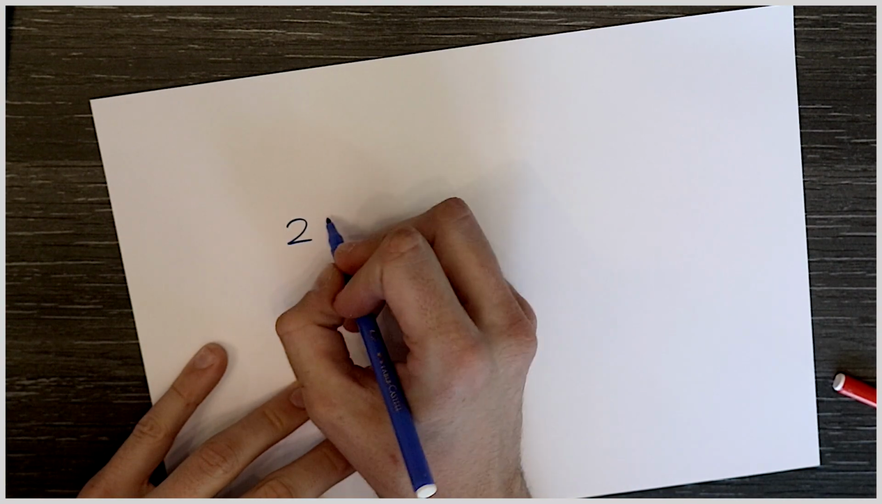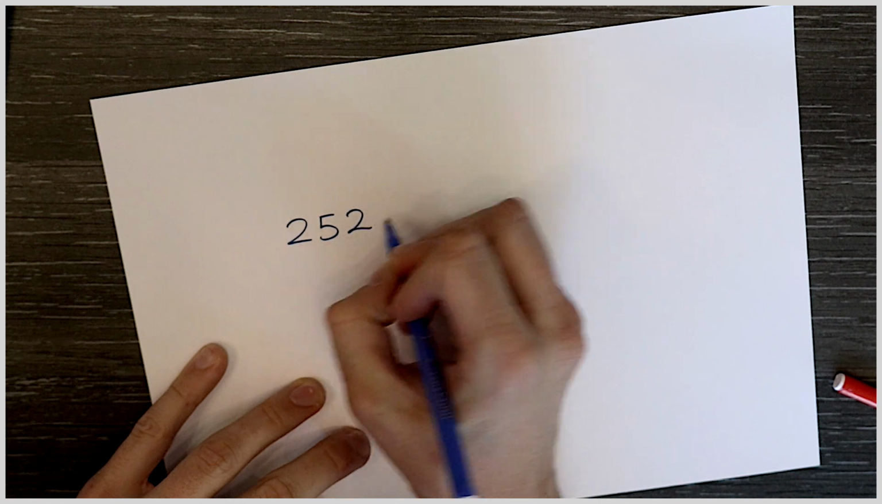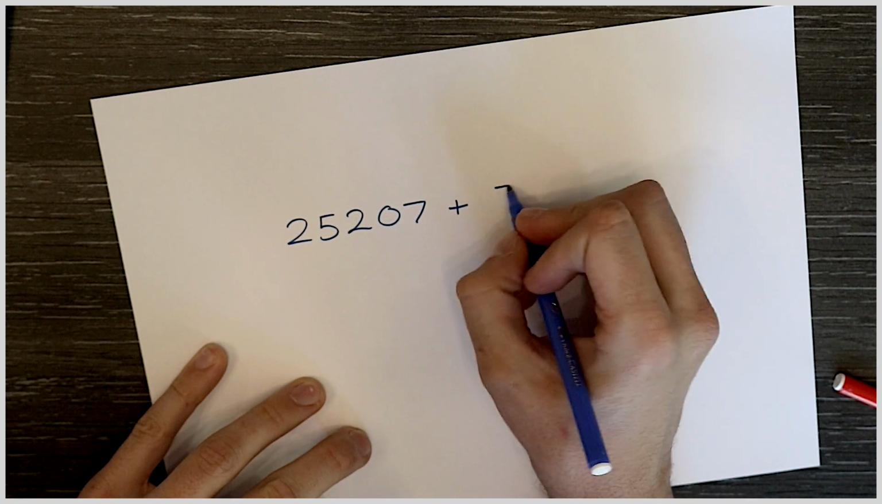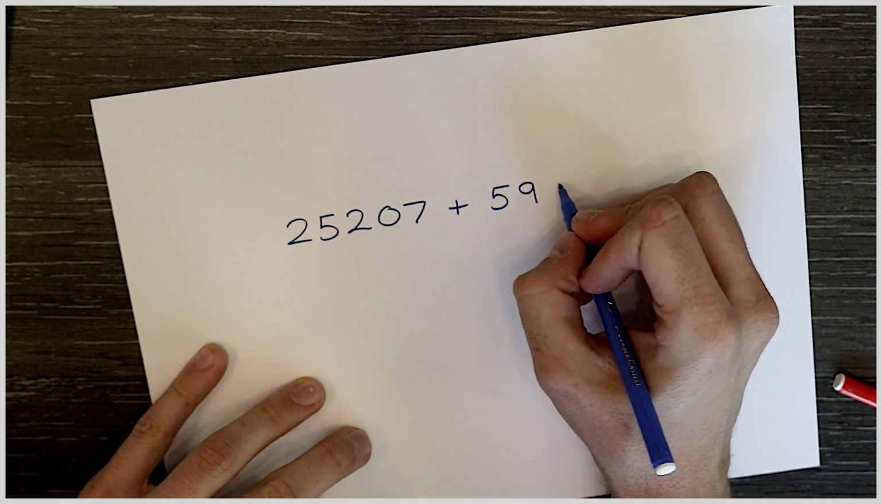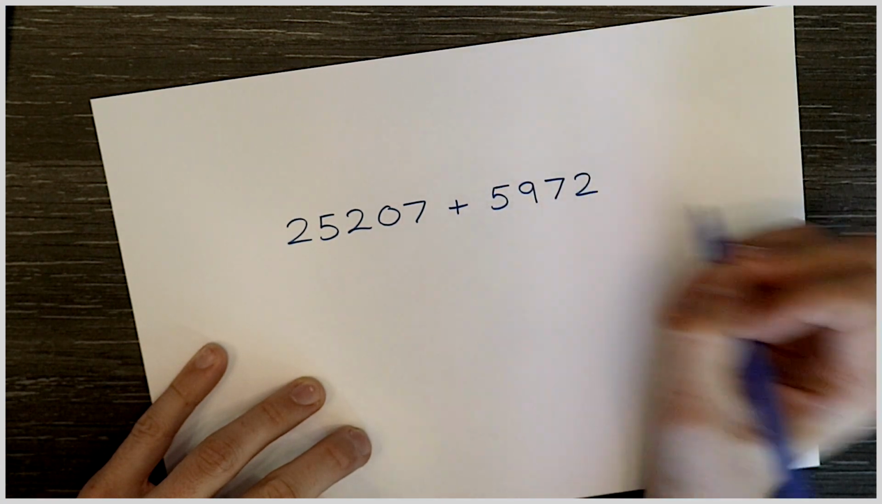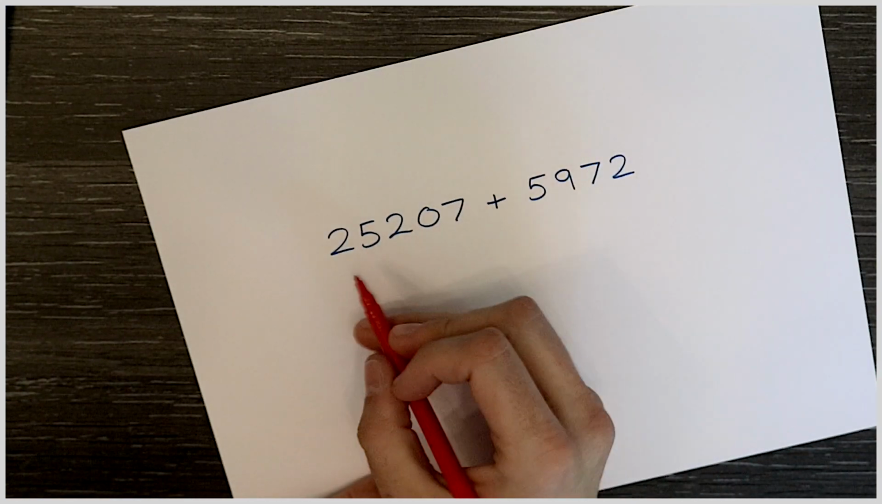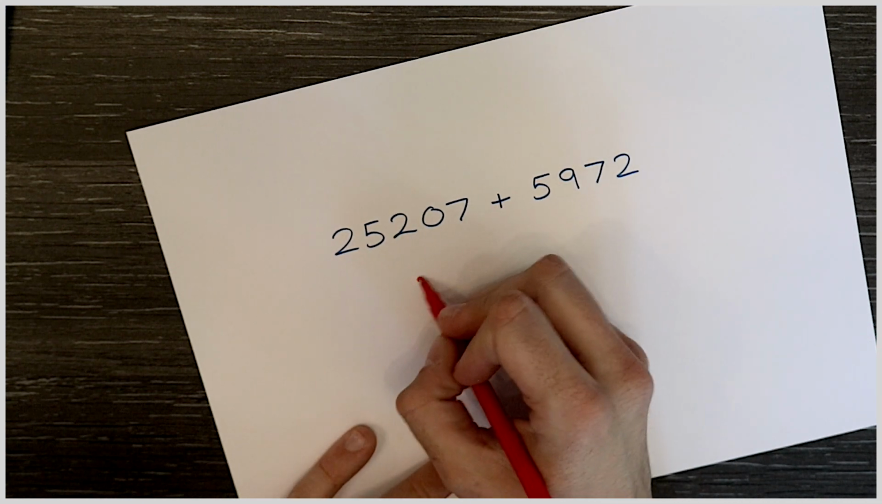Let's take a really big number. Let's do 25,207, and let's add that to 5,972. So it's a much bigger question now, but we can use the same idea to do this. So we're going to take the number, and let's do the column method first.